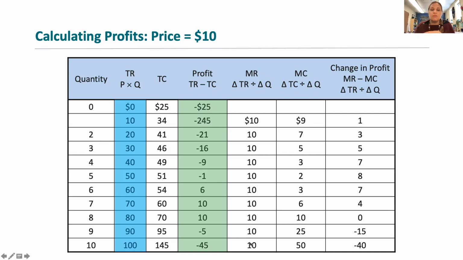Now, marginal revenue is the change in total revenue. It's how much extra revenue I get from each plow job. And since we are a price taker in a perfectly competitive industry here, marginal revenue is simply equal to the price that I charge for each service.